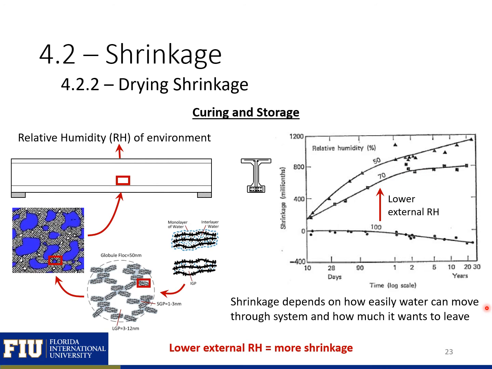So our shrinkage depends on how easily the water can move through the system and how much the water wants to leave. So for a lower external relative humidity, we're going to want to leave the concrete more than in a higher relative humidity. Lower external relative humidity equals more shrinkage.